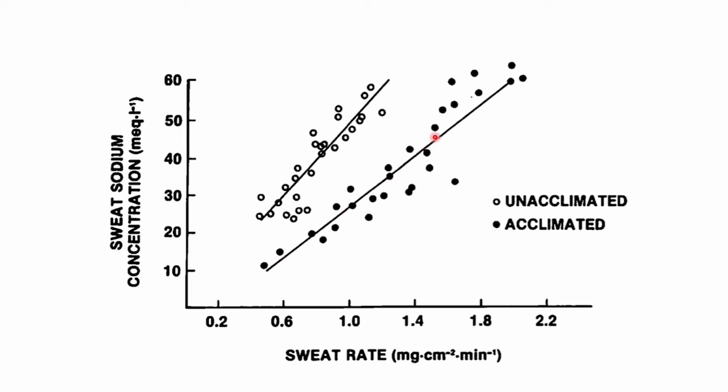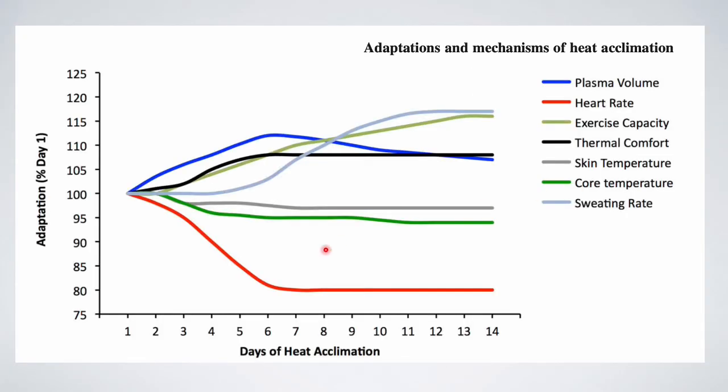So what the body does when you get heat acclimatized is become more efficient, and it wastes less sodium for any given sweat rate. Theoretically, that could be very useful in conserving more sodium, maintaining better fluid balance, and avoiding a situation where sodium levels decrease significantly, all the way to the levels of hyponatremia that we will discuss later on in the semester.